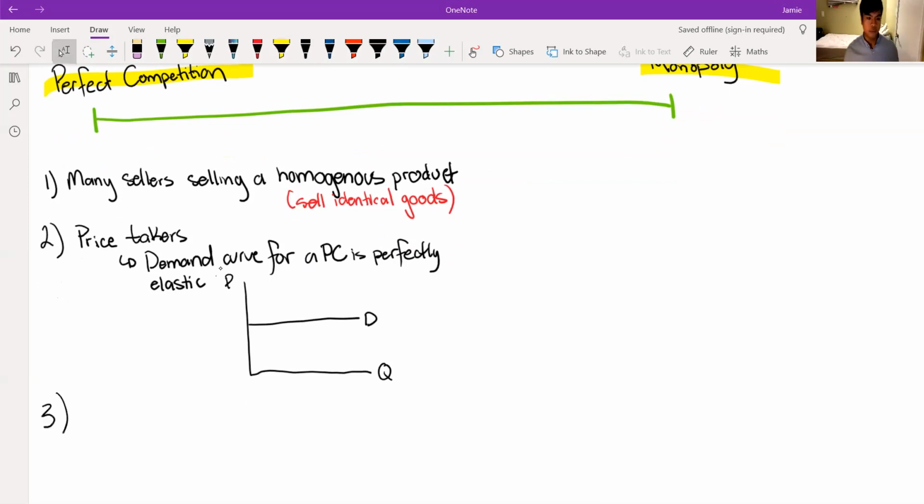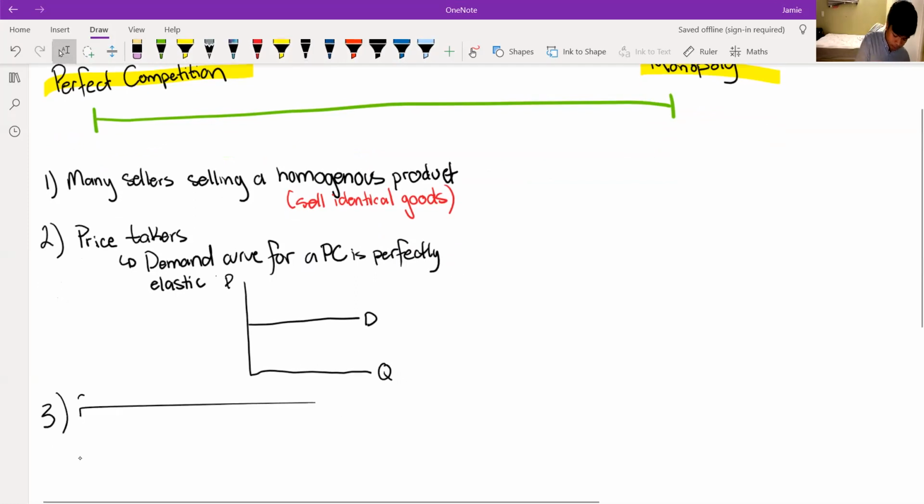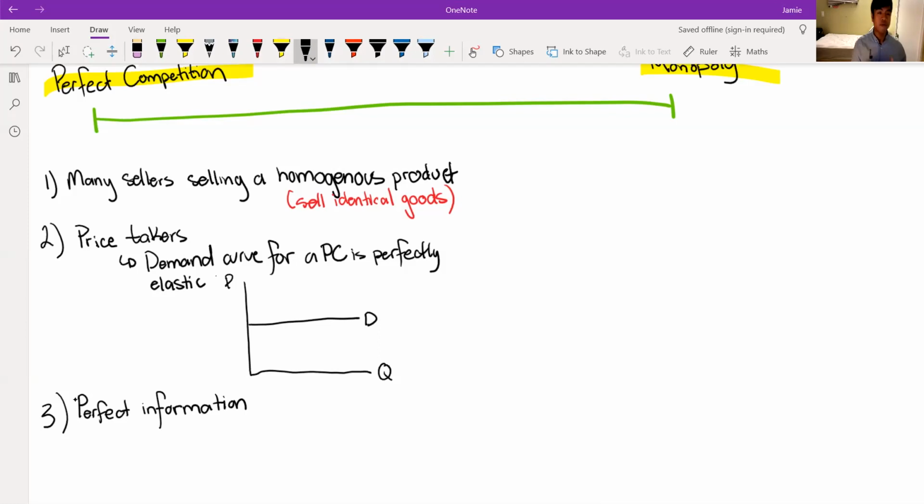Three, there is assumed to be perfect information. And this is actually important, because what this says is if there is a cost-minimizing way to produce a good or service, that information will be widely available to all the other producers to use.